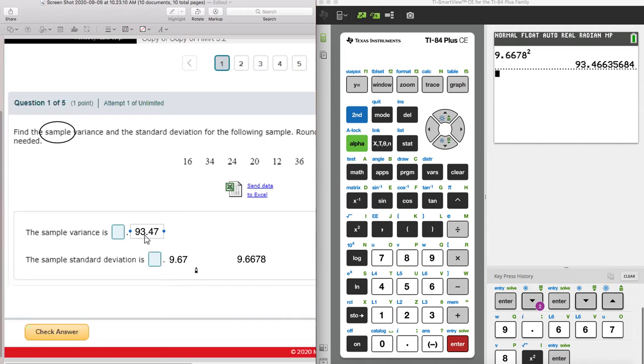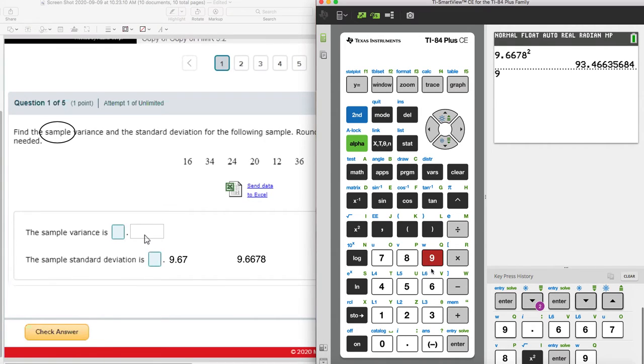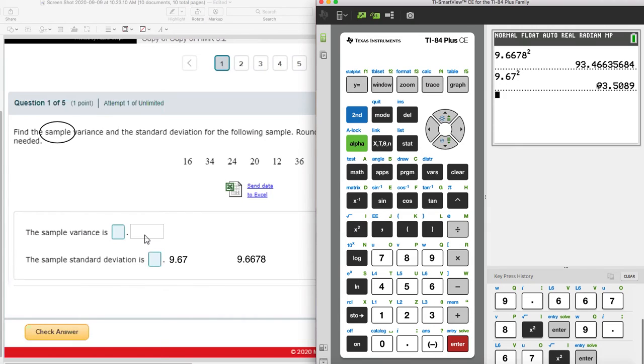If you entered it only out to 2 decimal places, then it would be 9.67, and you square that, and it ends up being, in this case, 93.51 instead of 93.47. And the computer grading thing is probably going to count that as an incorrect answer.